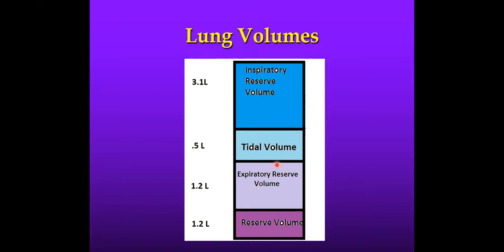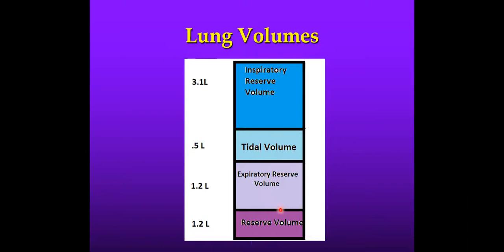Now to the important one. My expiratory reserve volume plus my residual or reserve volume is my FRC. The FRC is all of the air that I can push out plus the residual volume. Or you could say the air that's left in the lungs after a normal out. See, normal in, normal out. Normal in, normal out. Now, after this normal out, everything that's left in the lungs is my FRC, because that is my expiratory reserve volume plus my reserve volume. These two here is my FRC.